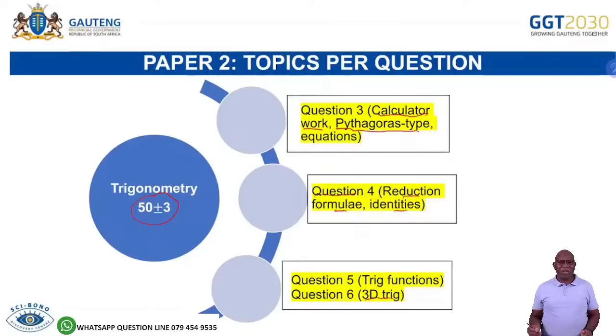Question 6 is on 3D. So 3D is also very easy. You need to check that the formulae are there, the area rule is there, the cosine rule is there, and the sine rule is there. You just need to go and practice how and where to use the cosine rule, and how to use the sine rule.